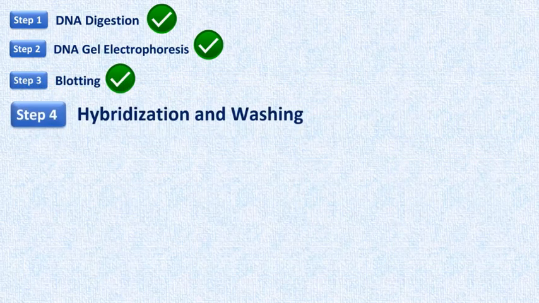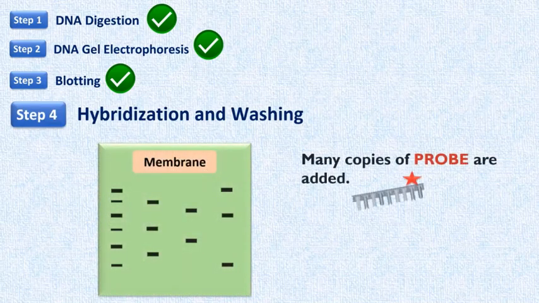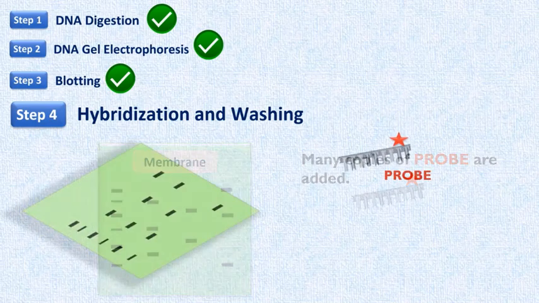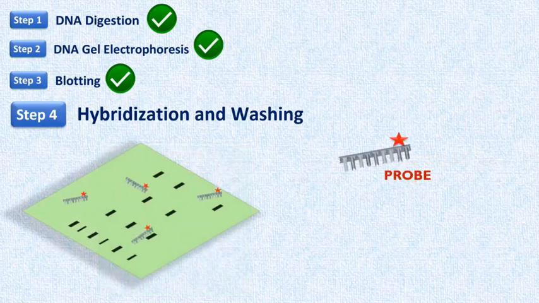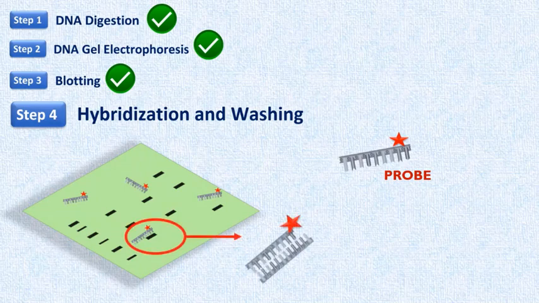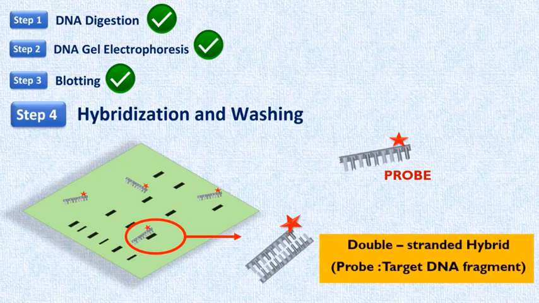The next step is hybridization and washing. In this step, the nylon membrane is now incubated with many copies of a nucleic acid probe. Let's say a labeled single-stranded DNA molecule, under appropriate conditions. We know that the probe will bind to the target sequence by complementary base pairing and form a double-stranded DNA hybrid. So, the probe hybridizes with the DNA fragment that is complementary to it. Unbound probes are removed by washing.